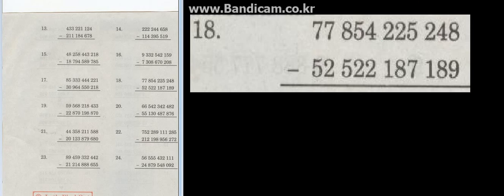Now, 18. In this case, the main unit is small, so what we should do is borrow from a column higher. So this 4 becomes 3, and this becomes 1. This 1 becomes 10, and if you add those two, it becomes 18. So 18 minus 9 is equal to 9.